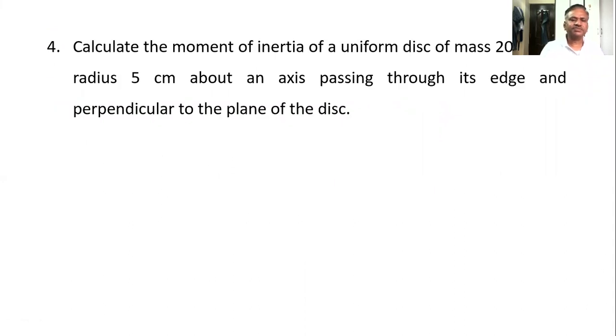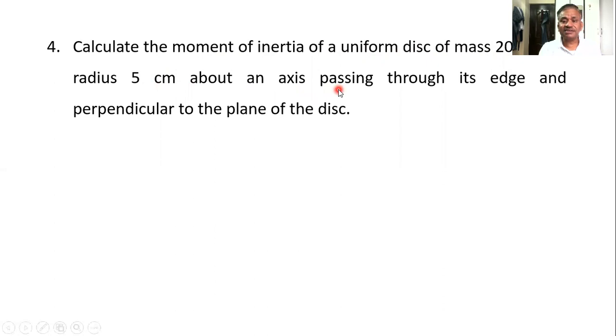Next problem. Calculate the moment of inertia of a uniform disk. Okay, this problem is related to a disk. One should recall the formulas of moment of inertia related to a disk. Of mass 200 gram. Mass is given in grams, you need to convert it to kg. And the radius is what? 5 centimeter. Radius is given.